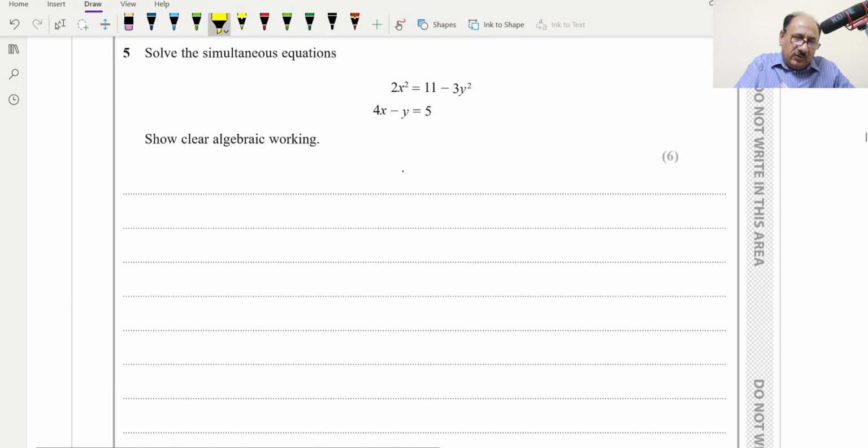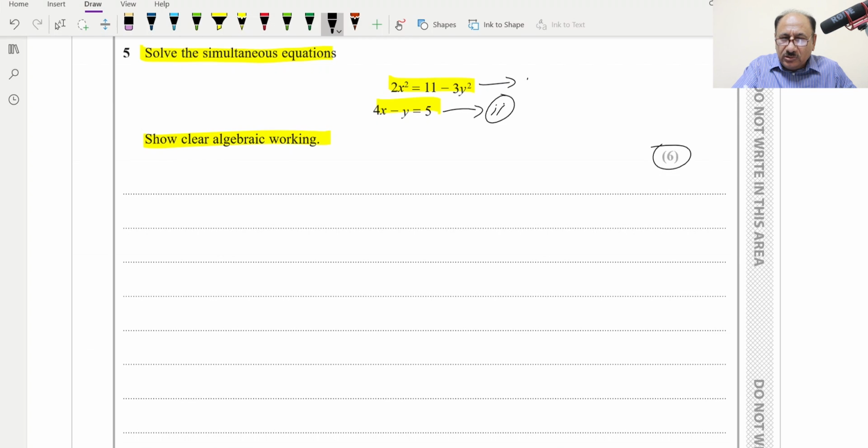Question number 5. Question number 5 is simultaneous equation. Two equations are provided and we have to show our clear working. We are showing clear working basically for the whole paper. So this question is a 6-mark question. Because square is involved, we will utilize equation 2. This is equation 2, this is equation 1. So equation 2 says what? Y value we will take from equation 2, and this will be equal to 4x minus 5, and this one we will be replacing in equation 1.